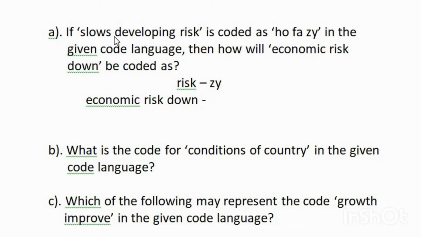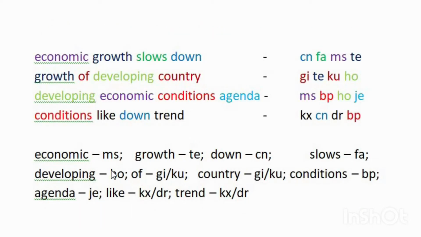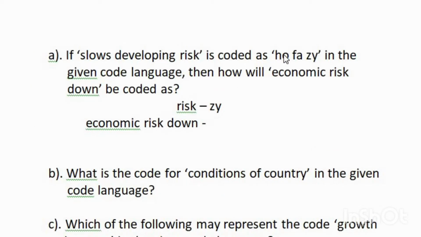In the first question, if slows developing risk is coded as HOFAZY, we know the codes for slows and developing, right? For slows it is FA, and for developing it is HO. Therefore ZY is the code for risk. So if slows developing risk is coded as HOFAZY, from there we get the code for risk, it is ZY. Then the question is, how will economic risk down be coded as?